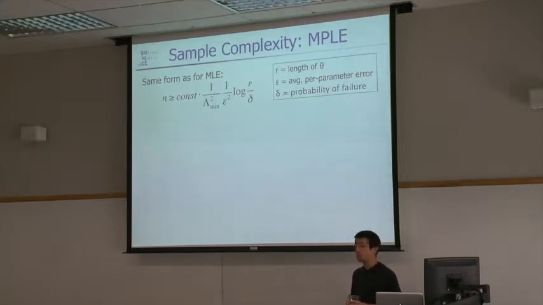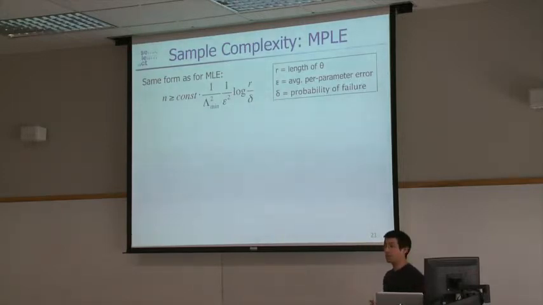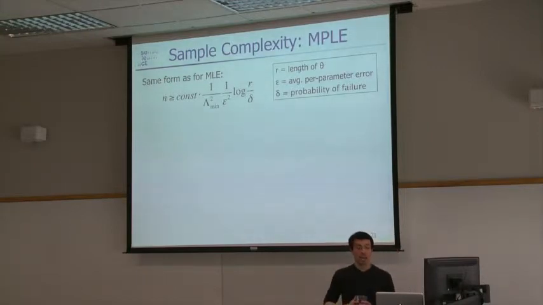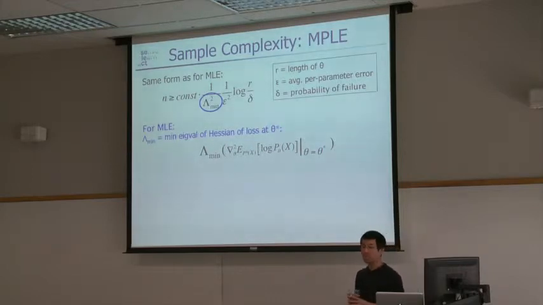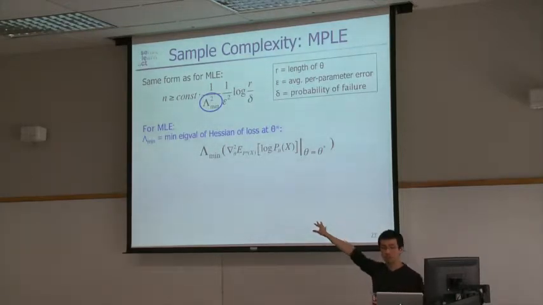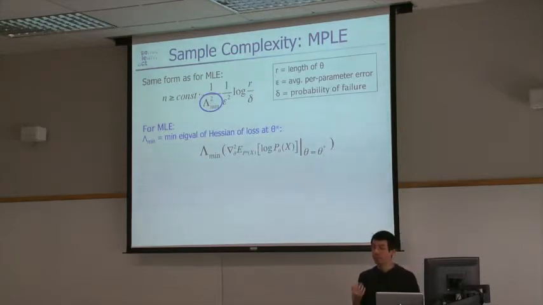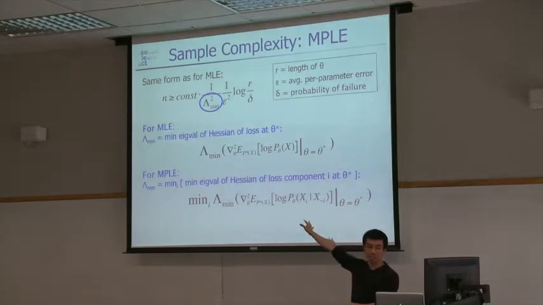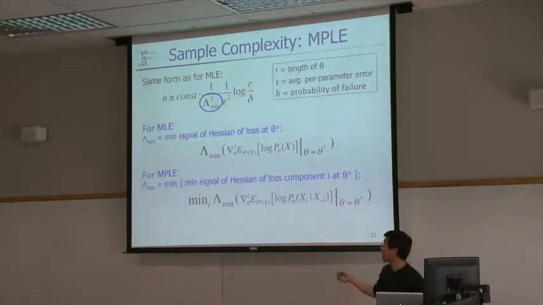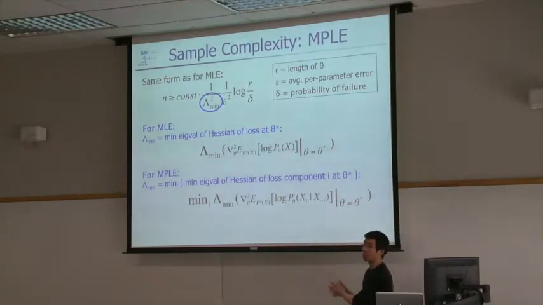Our results for maximum pseudolikelihood take a very similar form to maximum likelihood. This is exactly the same formula. And recall for max likelihood, we have this lambda min problem-specific term depending on the eigenvalues of the Hessian of the loss. That term is the only thing which changes for a pseudolikelihood bound. But rather than being the minimum eigenvalue of the Hessian of the loss at theta star, it's a minimum over variables i of the minimum eigenvalue of the loss component for that variable i.